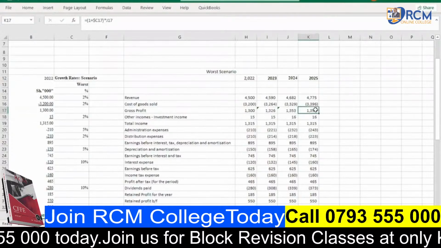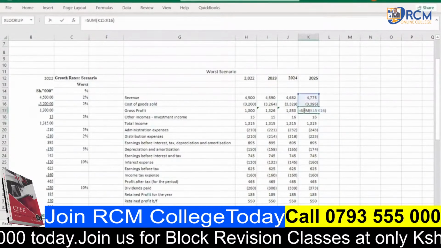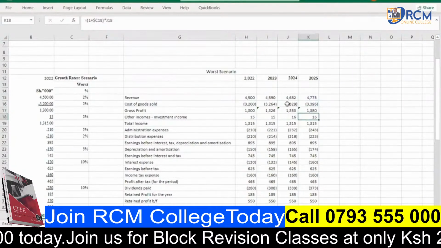Then Control R. Tumemaliza hiyo kazi. So zote ziko sawa.